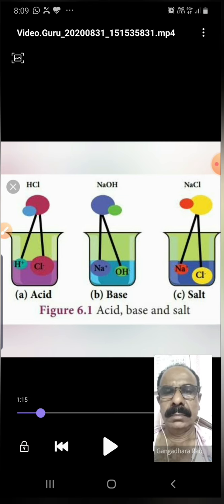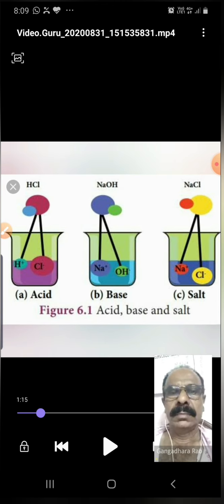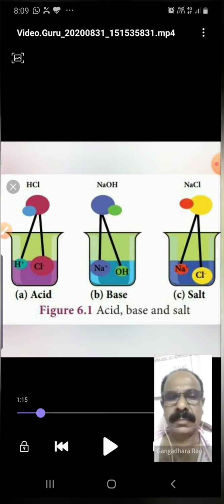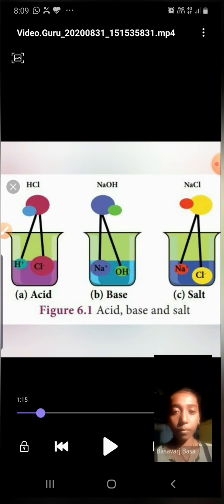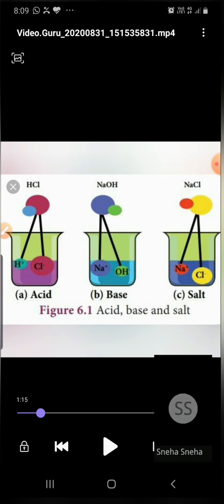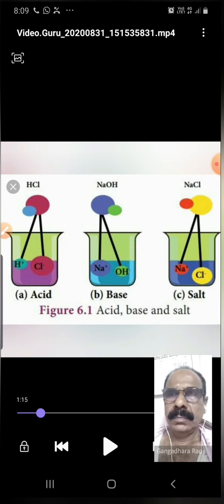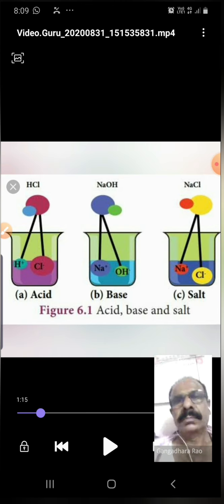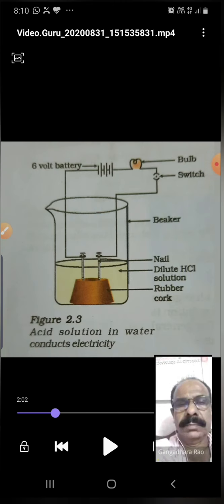Now, as you all see in the picture on the screen, the first beaker has HCl. That is, the HCl dissociates into H plus and Cl minus ions. The second one is sodium hydroxide that dissociates into Na plus and OH minus. And sodium chloride, it is a salt that dissociates into Na plus and Cl minus. So this is the picture.